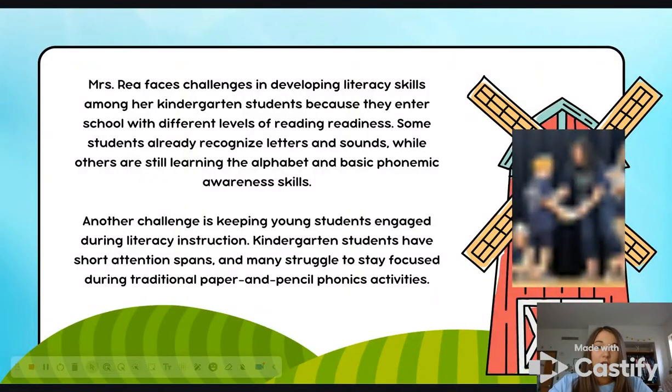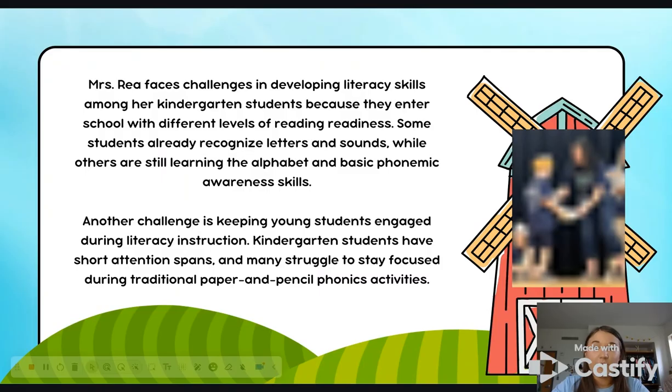So the teacher I observed, and that picture's not clearing out very well at the moment, was Miss Ray. And so what Miss Ray was facing was challenges in developing literacy skills among her kindergarten students, because those students are entering with different reading levels. Some of them already know how to read, and some of them do not have any experience, and that really is a dependency on the parents.